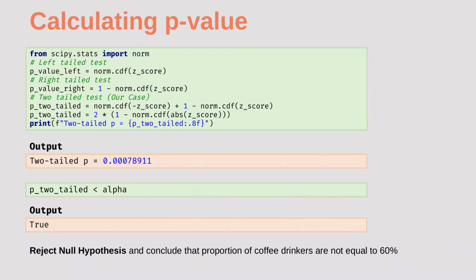That means that the result is statistically significant, and we have enough evidence to reject the null hypothesis. We conclude that the proportion of coffee drinkers is not equal to 60%. Now let's move on to two sample proportion tests.